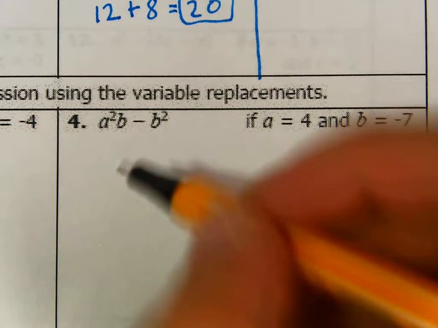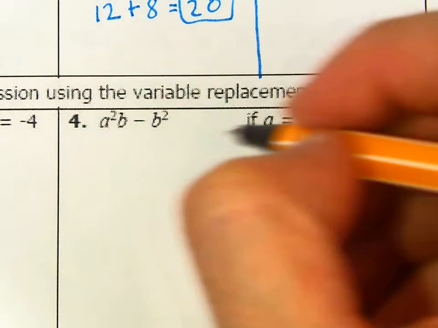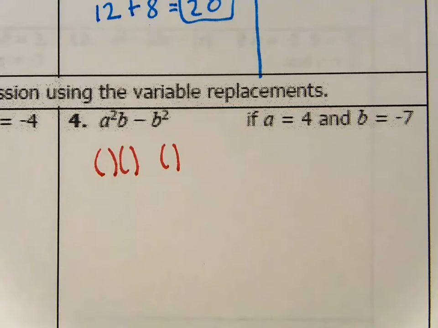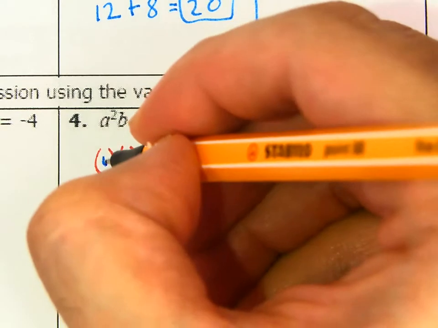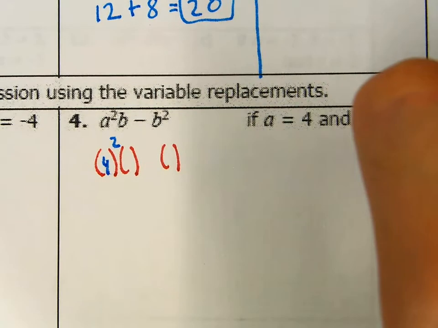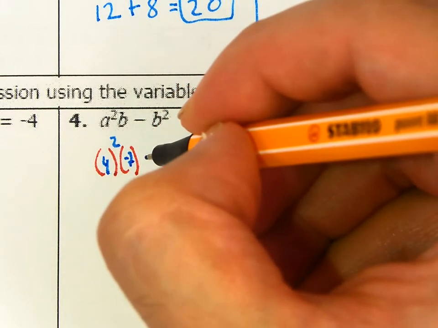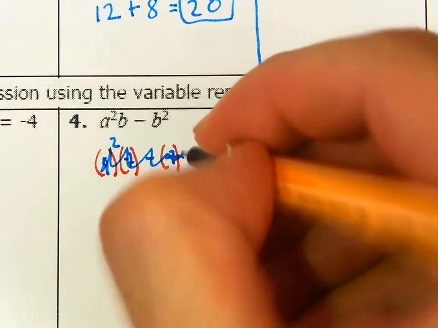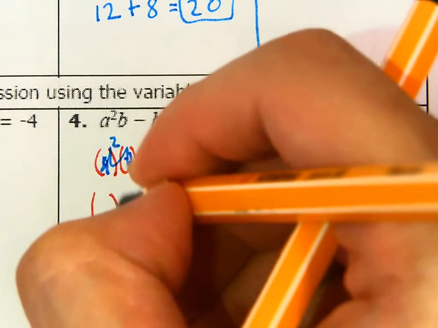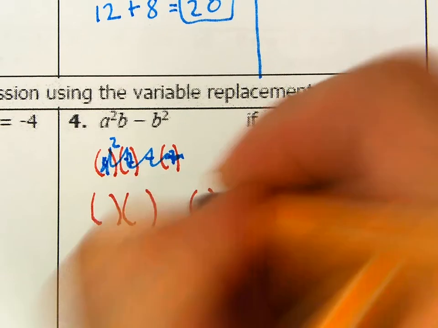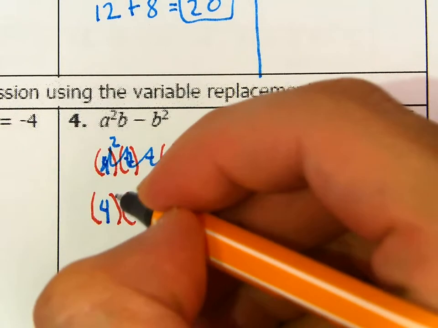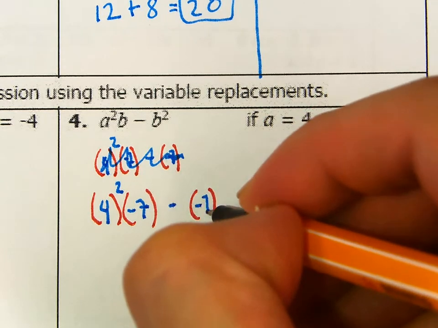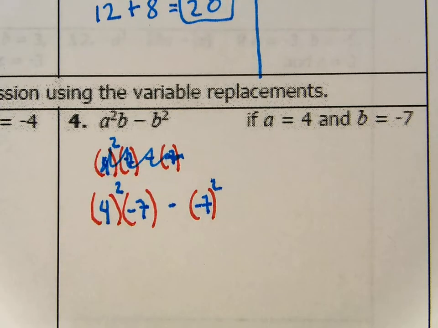Let's take a look. This is a squared b minus b squared. So here I put a parentheses here, put a parentheses here, put a parentheses here. My a is 4 squared. What is my b? It's negative 7 minus negative 7. Okay, my bad. This looks really bad. Let me rewrite it again. This is 4 squared, what's my b? Negative 7 minus a negative 7 squared, right?